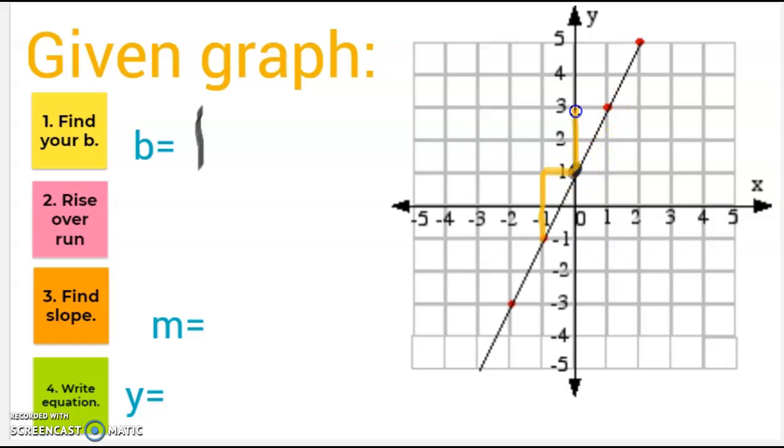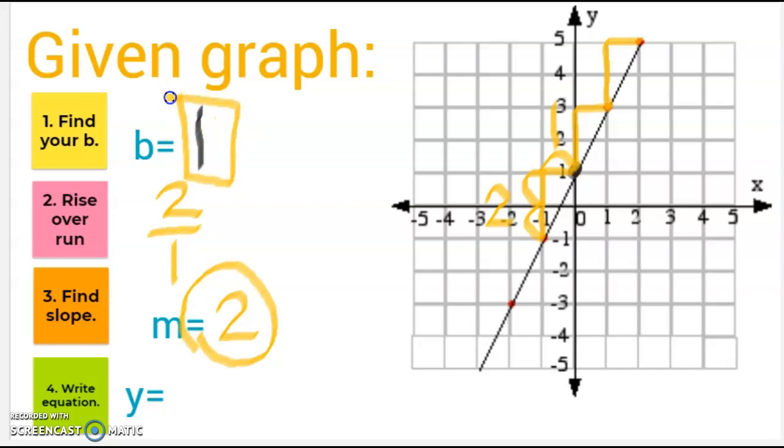So I can do rise and run. We count our arches, 1, 2. My run is 1. So if I set that up as a fraction, 2 over 1, 2 divided by 1 gives me 2. So here's my m, here's my b. We should be able to plug those two back into our equation. Y equals, instead of m, I'm going to say 2x plus 1.